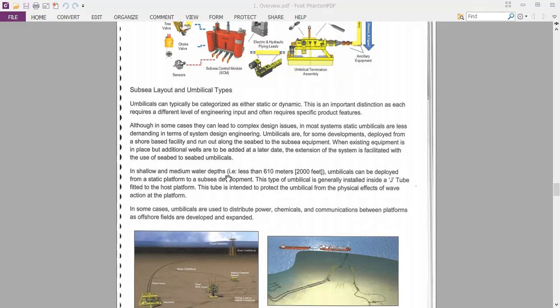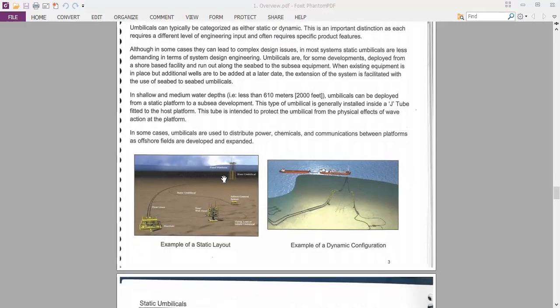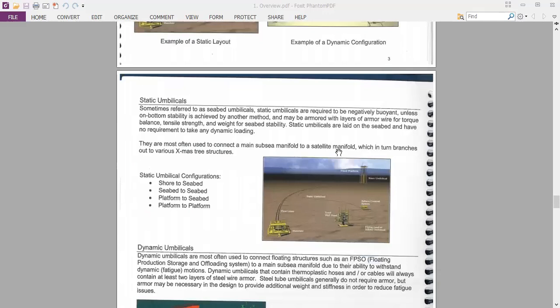So they also called up the J-tube here. They say in shallow waters, umbilicals can be deployed from a static to a subsea development. And this type of umbilical is installed inside a J-tube fitted to the host. Can you see that? This tube is intended to protect the umbilical from physical effects of wave action at the platform. Okay, then in some cases, umbilicals are used to distribute power, chemicals, communication from offshore systems and platforms. So let's look at distinct differences.